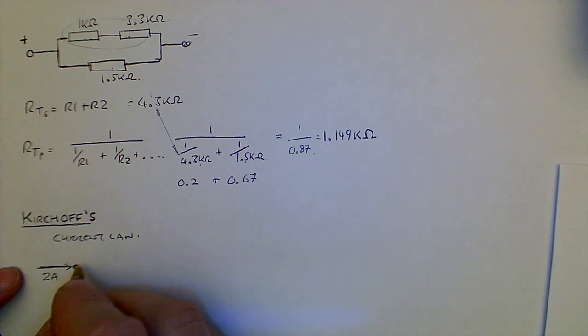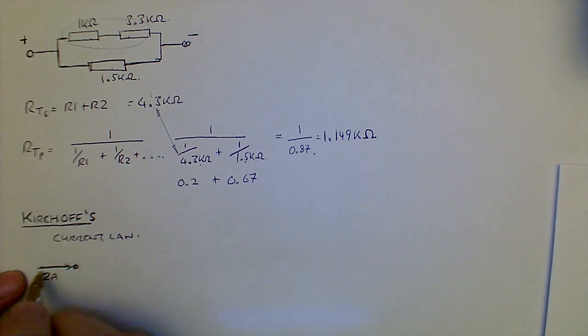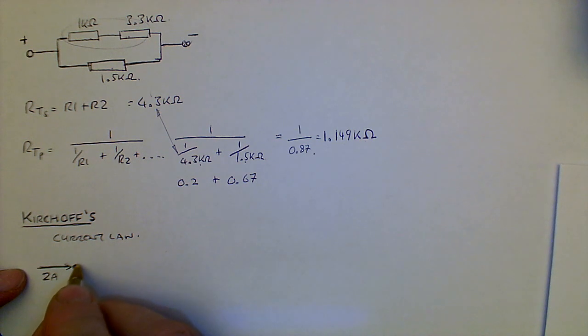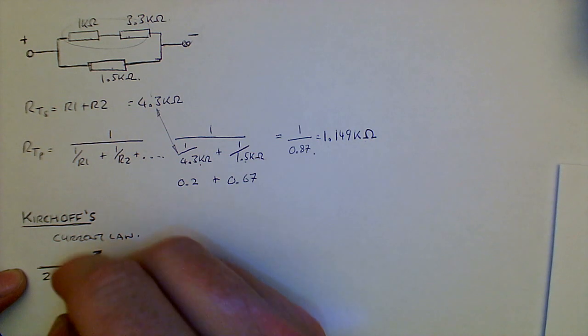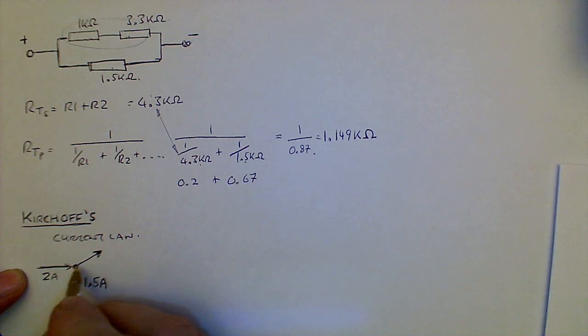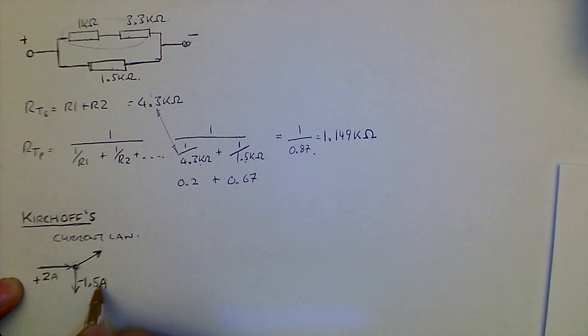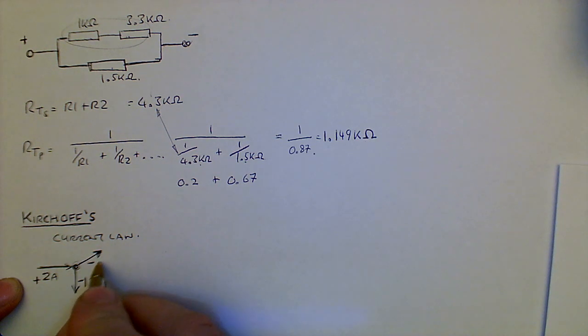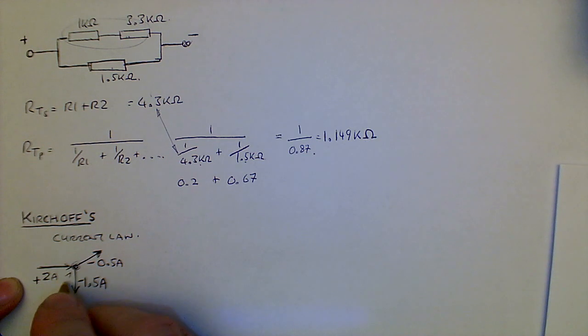Kirchhoff's very common sense said that if you've got current coming in, and there's a node, then the total value there, so that's adding plus 2 in, this is taking 1.5 amps out, then here must be another negative 0.5 amps. The value at the node should be 0.